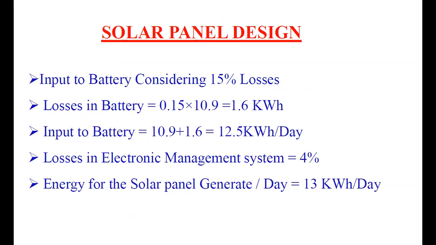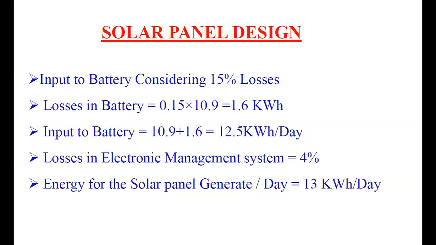The next part is the solar panel design, or rating of the solar panel. We are considering the input to the battery, with losses in the battery. The 10.9 kWh is the input energy required by the inverter. We have to consider 15% losses, so the input to the battery will be 15% more, that is 10.9 plus 15% losses, that is 1.6, that is 12.5 kWh per day.